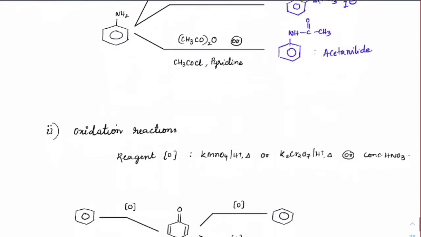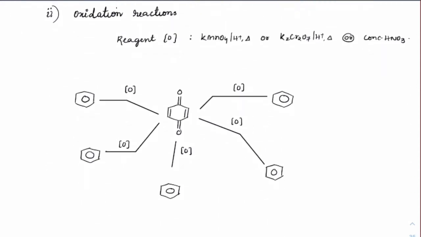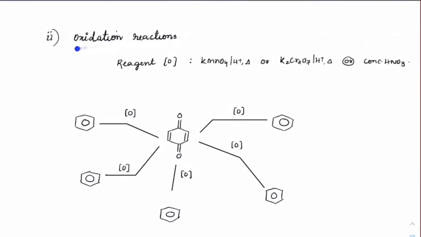In case of aniline, one important reaction is oxidation. Got it? Now oxidation using KMnO4, K2Cr2O7 or concentrated HNO3, all of them will lead to quinones. They'll always lead to formation of quinones. So which means, suppose if at all I have NH2 or if at all I have OH, both of them will also give the same product.